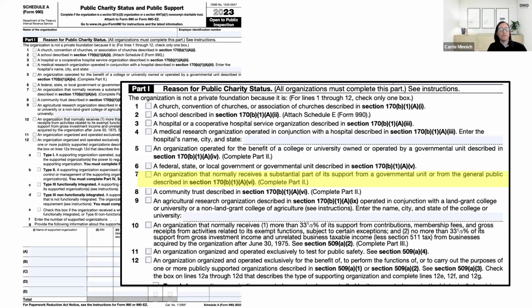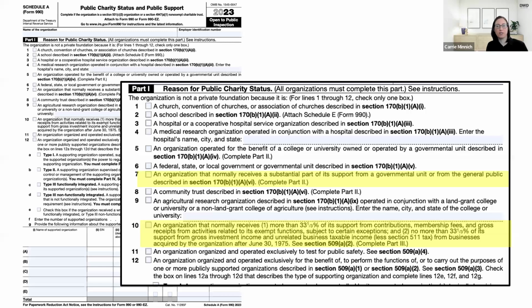So on Schedule A, the very first part asks you, okay, why are you a public charity? There are different options to choose. Most often it is number 7 or number 10. So again, either you are an organization that normally receives a substantial part of your support from a government unit or the general public, so you're getting a bunch of contributions from a lot of different sources, or you're receiving more than 33 1/3% of your support from contributions, membership fees, etc. So if you have program service fees, you're probably going to click number 10. If you don't, and you're just relying on contributions, it's number 7.